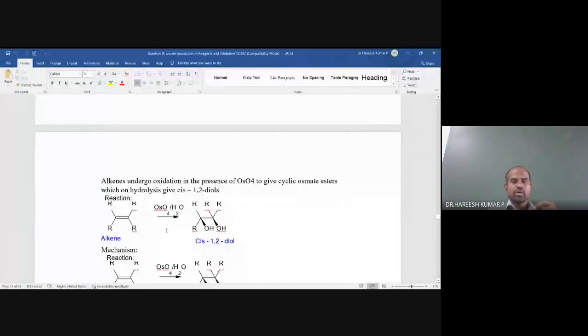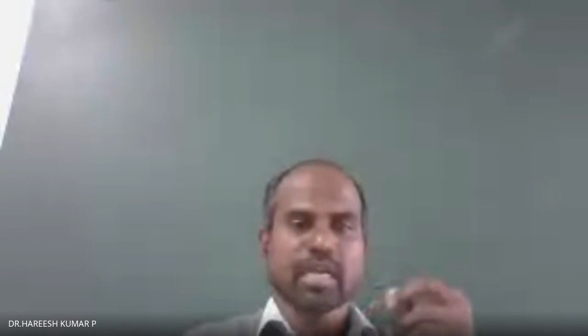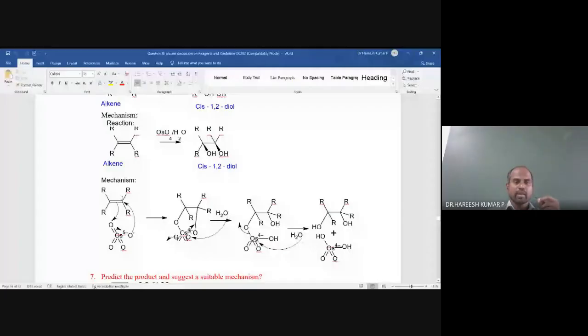So how is it reacting? The mechanism is here. There will be a new bond formation between this oxygen and this carbon, and this bond pair will form a new bond with this oxygen, and this bond pair reduces the osmium, and cyclic osmate is the intermediate. The cyclic osmate is attacked by a water molecule, and there will be a cleavage of one of the osmium and oxygen bonds.